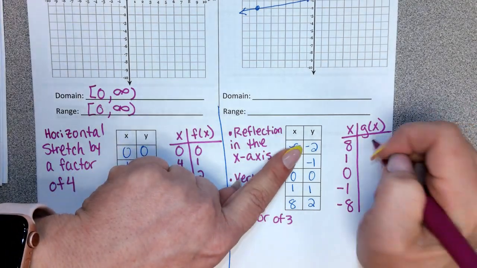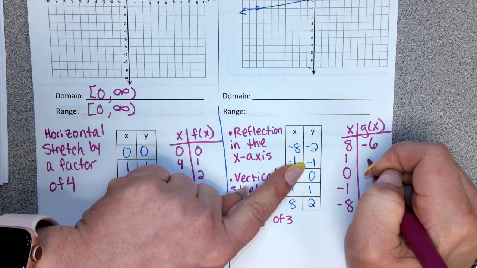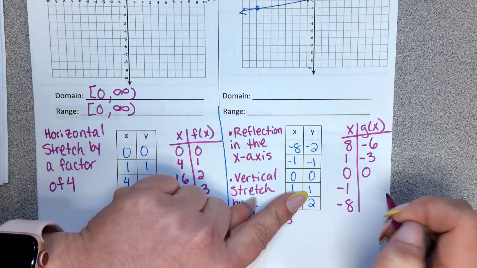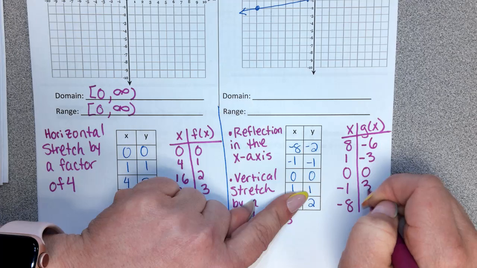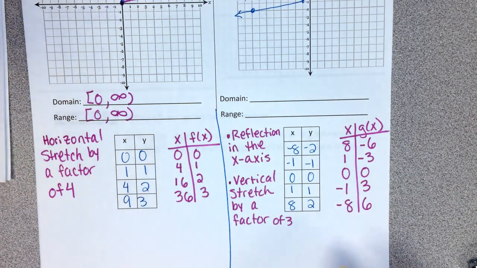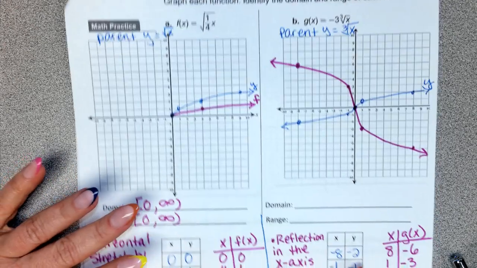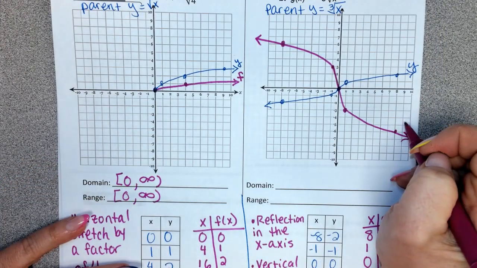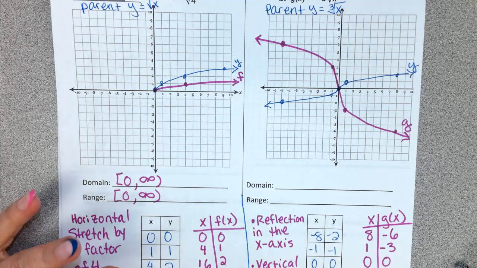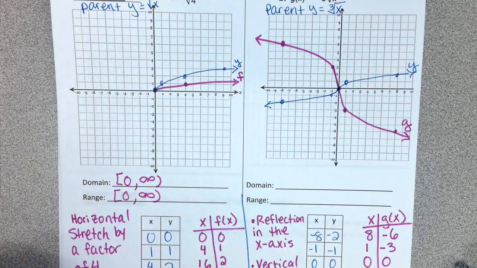So negative 2 times 3 is negative 6, negative 1 times 3 is negative 3, 0 times 3 is 0, 1 times 3 is 3, and 2 times 3 is 6. And these are my new points. I can plot these new points on my graph and see my new function. So take a minute and do that. And once you have that graphed here, you might want to label that. And we're going to find the domain and range of our new g function.